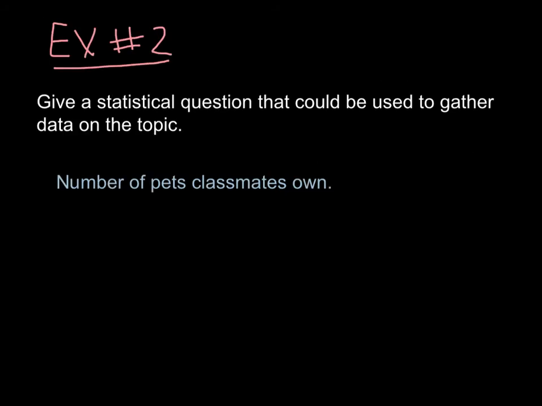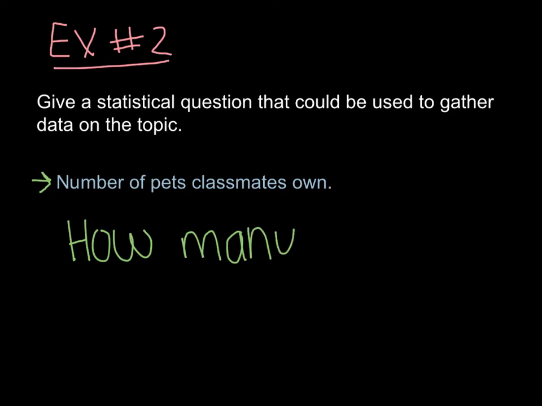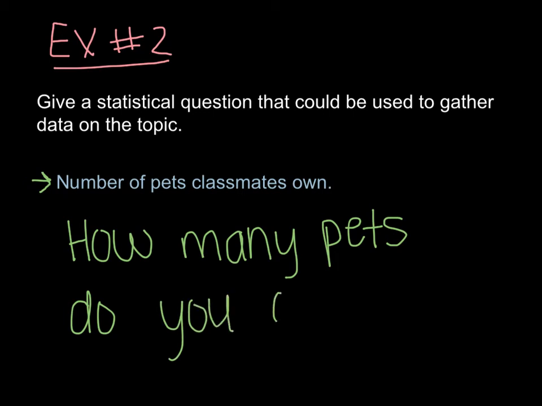Example number 2, give a statistical question that could be used to gather data on the topic. And our topic is the number of pets classmates own. So one question we might ask about that is how many pets do you own? Because again, that can give us a lot of different answers. We're not asking what kinds of pets, we're asking how many. Kind of like the last question about how many siblings. So how many pets do you own? Would be a good question about that topic.